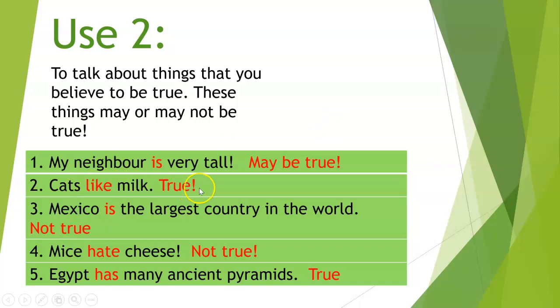Cats like milk, that is usually true. Mexico is the largest country in the world. This, of course, is not true. Mice hate cheese. Not true. Most mice really like cheese. Egypt has many ancient pyramids. That one is true.